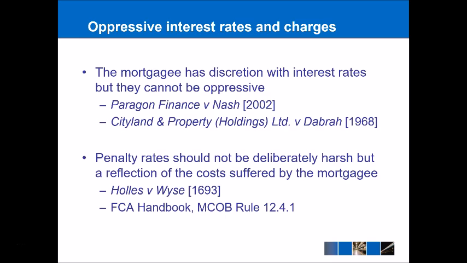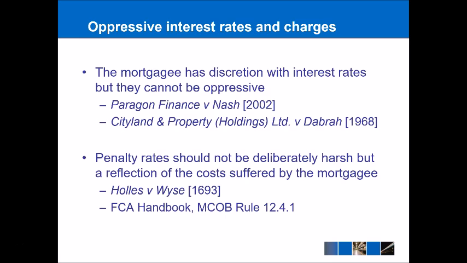The other interesting fact about Paragon Finance is, for those of you who've also studied public law, this considered the idea of Wednesbury reasonableness in the context of interest rates and charges, so that was quite interesting. A good example of one where the interest rate has been reduced is the City Land and Property Holdings Limited and Dabrah case. In this case, an interest rate of 57% was held to just be completely oppressive, and so the courts decided to reduce it from 57% all the way down to 7%.